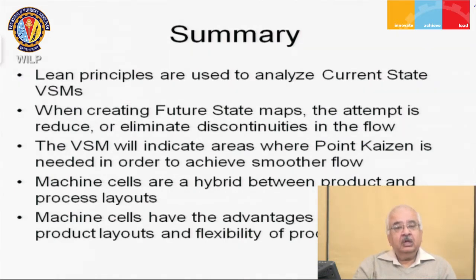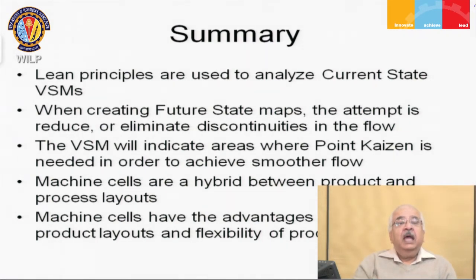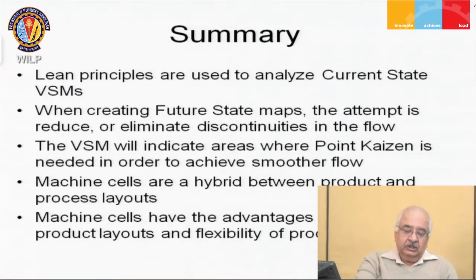The idea is that by and large what we would like to do when we are creating the future state map is to reduce or eliminate any discontinuities in the flow, and the discontinuities are pointed out by the accumulation of inventory in the value stream map. The value stream map will show where we need to make improvements through point Kaizen, because as we saw in our example, we could not implement the machine cell with the two welding stations and the assembly stations unless there were certain improvements made, such as the reduction of the total work content in the work cell from 187 to 168 seconds.